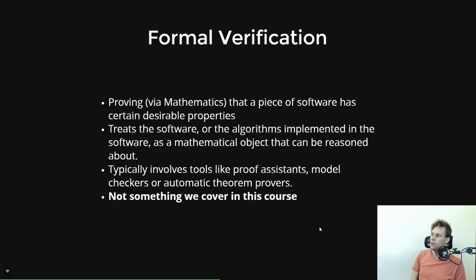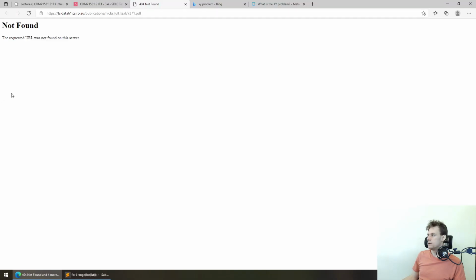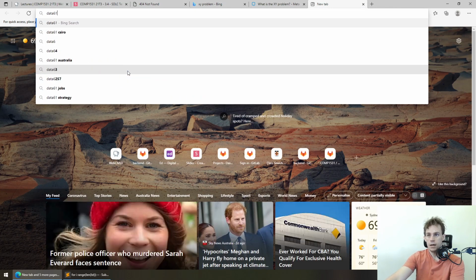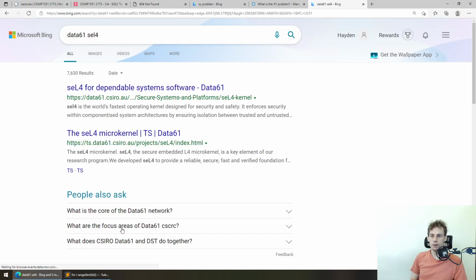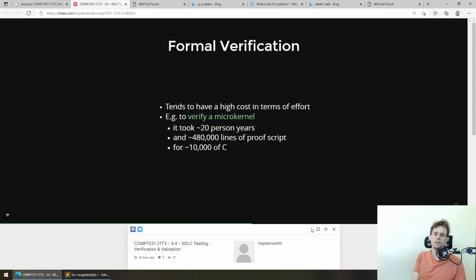But it's interesting, and it's very interesting at UNSW in particular, because there's a Data61 group at UNSW who developed the seL4 microkernel, which is literally like a mini operating system. You can Google this in your own time.